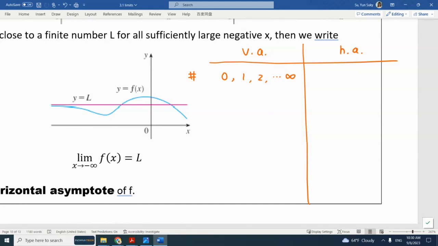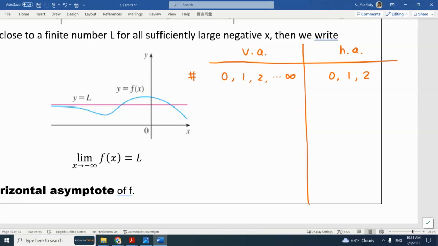But how about horizontal asymptotes? Well, you can have one on the left when x goes to minus infinity. You might have another one when x goes to positive infinity. But there are at most two, because it can only go in two directions. So the number of horizontal asymptotes could be none, or one, or two, but at most two. Is that okay, everybody? Write it down in your notes.